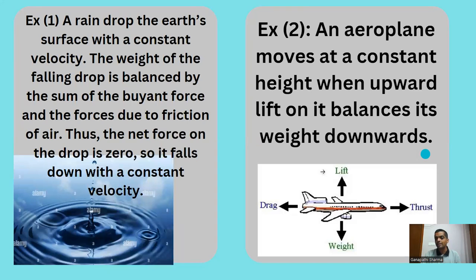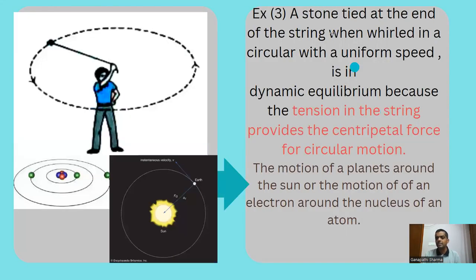An aeroplane moving: lift, drag, thrust, weight, left, right, front, back, upward direction, downward direction remain constant. It has to balance it. Best example, a stone tied at the end of a string and whirled. What happens? It starts moving. Equilibrium, dynamic equilibrium.